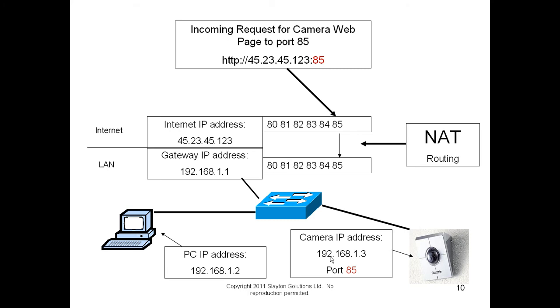In the lower right hand side we've got a camera. We program the camera. It's on the local network with a local IP address of 192.168.1.3, on port 85. Now it's hooked into a network switch. On the other side, on the left, we've got a PC, 192.168.1.2. Got a PC, got a camera. Pretty small local network.